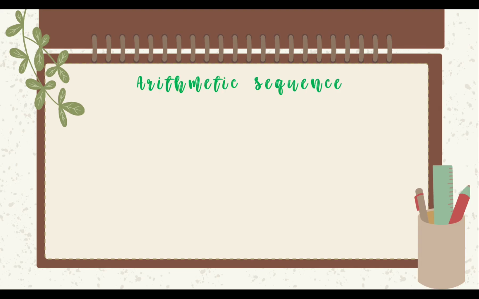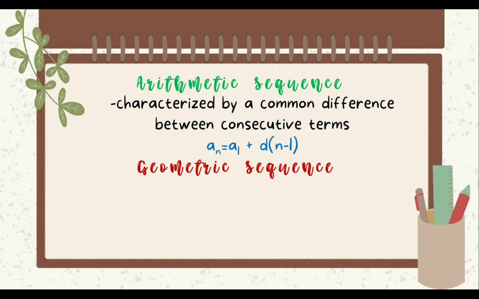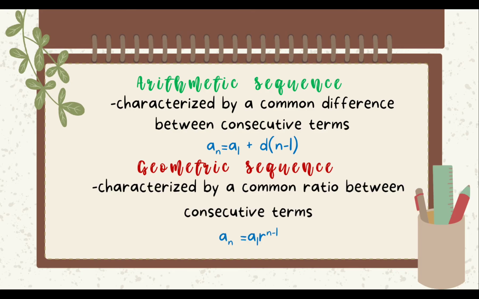When we say arithmetic sequence, let us remember that this is characterized by a common difference between consecutive terms, and we make use of the formula a sub n is equal to a sub 1 plus the common difference multiplied by n minus 1. While a geometric sequence is characterized by a common ratio between consecutive terms, and we make use of the formula a sub n is equal to a sub 1 multiplied by r raised to the n minus 1.